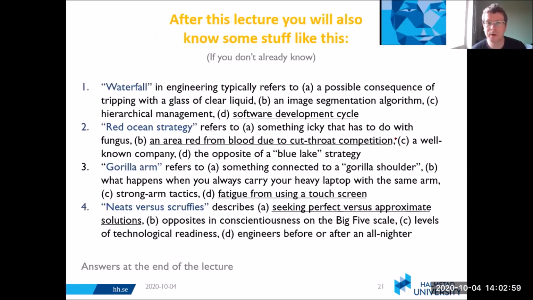Before I go, we'll also go over the questions that you saw at the beginning of the lecture. What is waterfall? Waterfall refers to the software development cycle. Red ocean refers to an area red from blood due to cutthroat competition, as opposed to maybe a blue ocean strategy. Gorilla arm refers to fatigue from using a touchscreen.